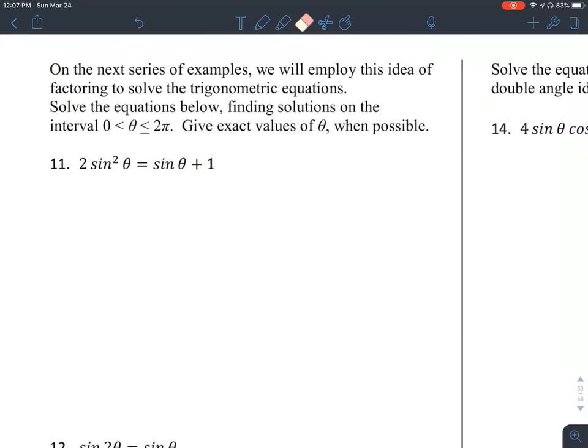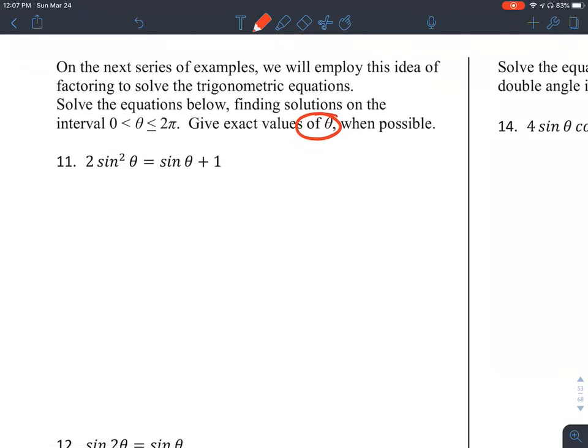On the next series of examples, we will employ this idea of factoring to solve trig equations. Solve the equations below, find solutions on the interval from 0 to 2 pi, get exact values of theta when possible. All right. So the directions for this break down to this. Figure out what theta is. Now, in its current form, this problem is really difficult. What we're going to have to do is get all the terms on the same side and see if factoring is actually going to work. The directions imply that it's going to.